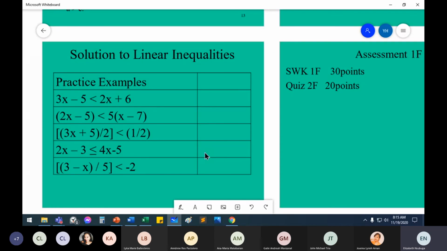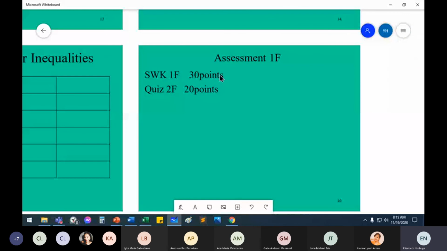Then we have our assessment. So you see already the assessment: sheet work, 30 points. This is, I think, theory. And then I think more theory. And then we have 20 points as our quiz. Theory. Is there a theory? We'll see, I've forgotten, but it's like that.